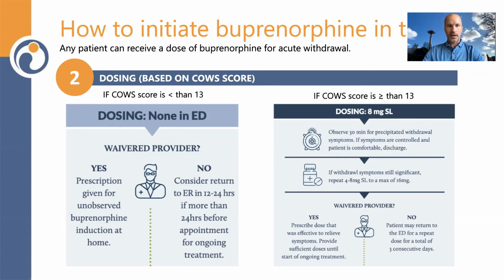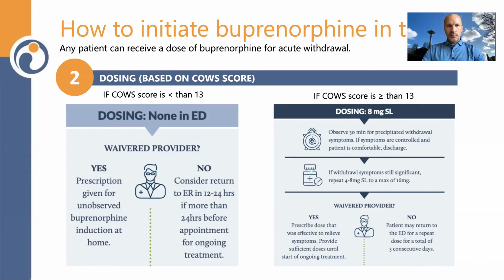If a patient arrives to a clinic, has recently used opioids, but is not actively in withdrawal, you can prescribe the medication and the patient can be instructed on when to initiate it. If there's no waivered provider in the emergency room, you can arrange for a follow-up appointment for ongoing treatment in an outpatient setting. And we'll talk about that a little bit later.